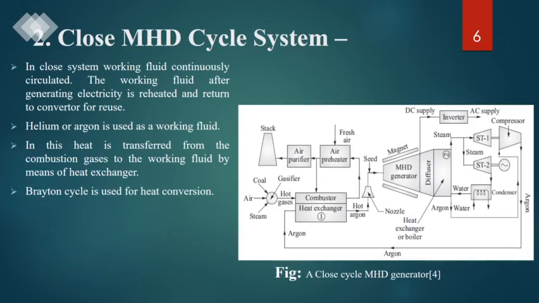There are two electrodes, and between the two electrodes we pass the ionized gas, and a magnet is already provided for creating a magnetic field. When the ionized gas interacts with the magnetic field, an electric field is generated, and the electric field creates a potential difference, and the potential difference is the cause of production of electricity. Then that electricity is converted into AC supply with the help of an inverter.